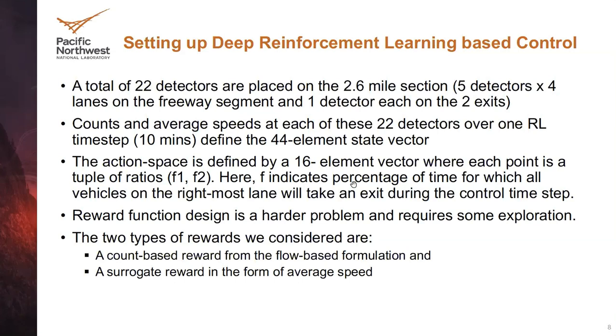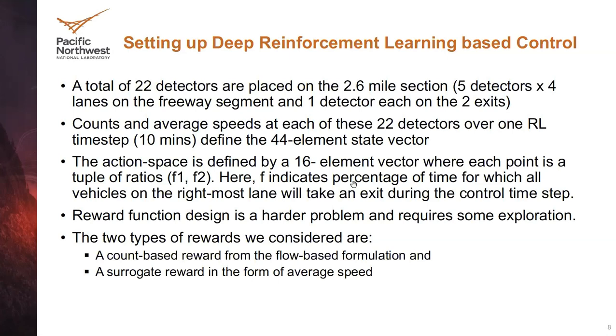You could randomly exit the vehicles, but it makes sense when you use dynamic messaging signs to use a duty cycle based control, because that's the most practical in the current setting. But if you had CAVs, which are connected automated vehicles, then you could probably use a randomized strategy. But here we stick with the duty cycle based control. So there are 4 possible values for F1 and F2, and that defines the 16 element vector for the entire action space.